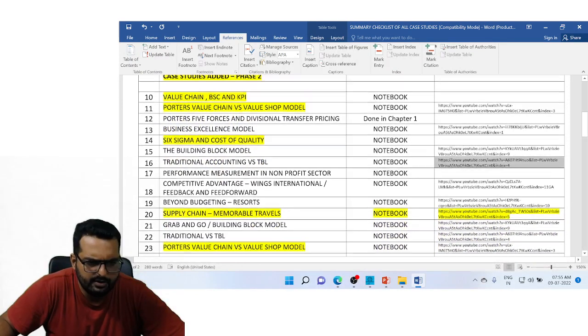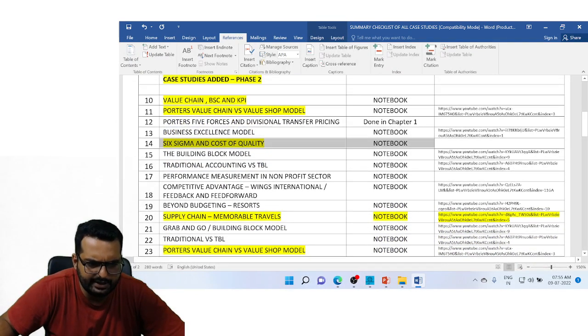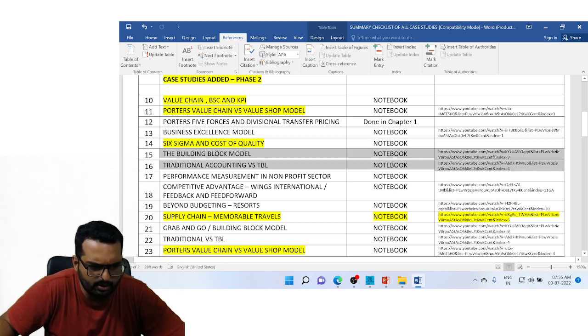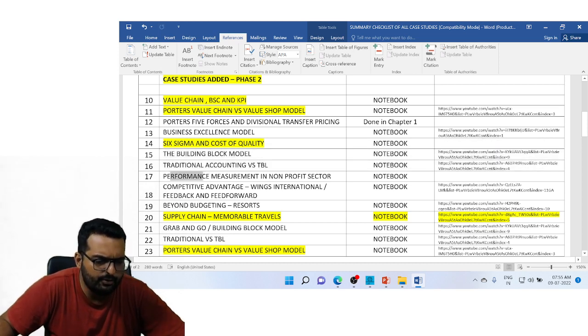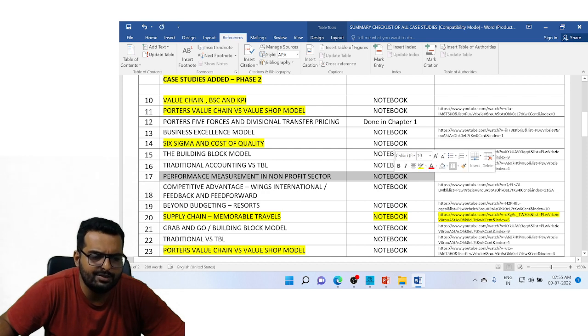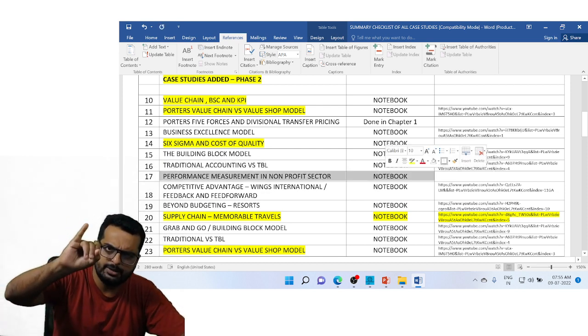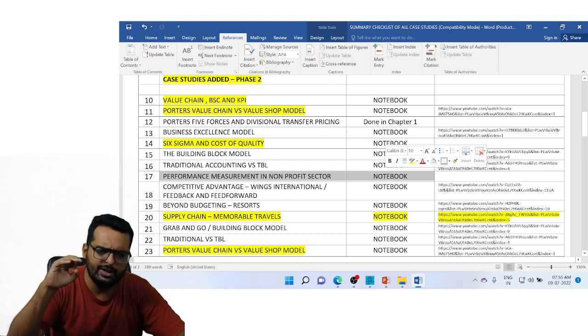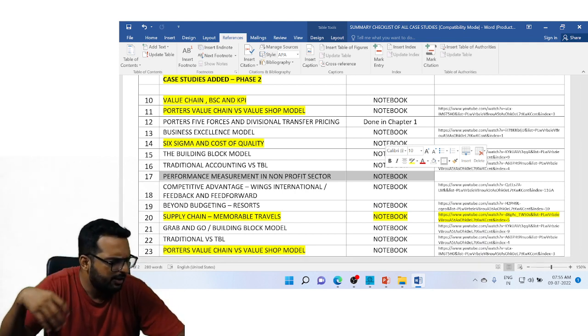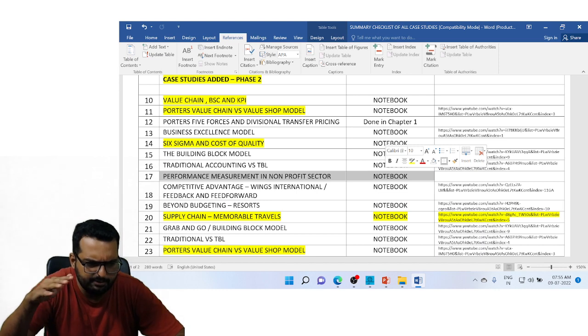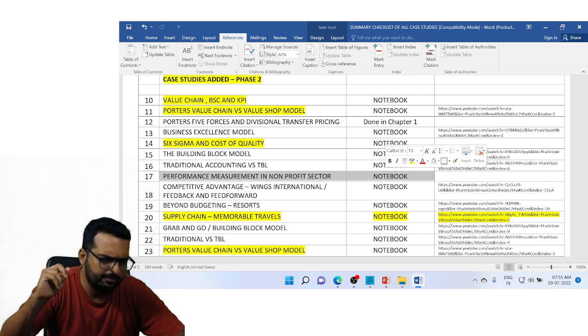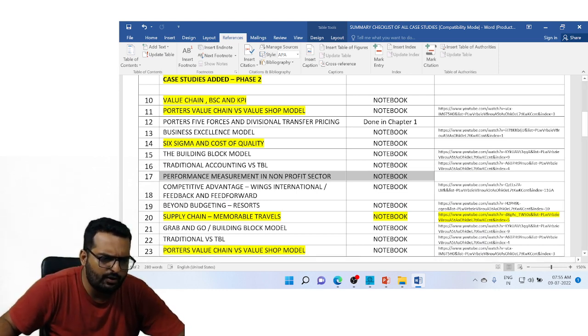Okay. Now, Six Sigma, we have notebook case studies we haven't covered. We'll come to that. Building block model done. Triple bottom line done. Performance measurement in not-for-profit sector we have done. Do you remember that Silver Sands example? Economy, efficiency, effectiveness. There was a beach in Goa. Somebody was trying to clean that beach. So we had to look at that part. Right? Okay.